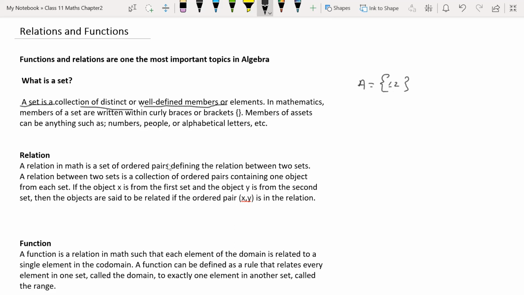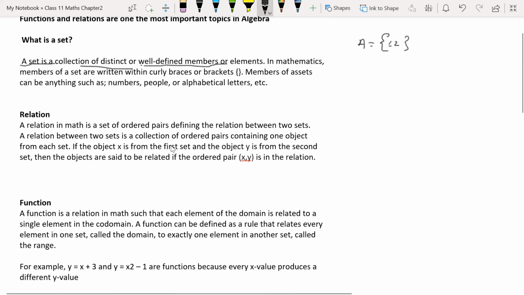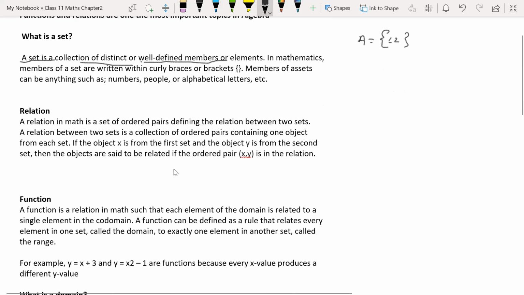Now, what is a relation? In mathematics, a relation is a set of ordered pairs that define the relation between two sets. Like there is a set A and then there is another set B. So what is a relation? A relation between two sets is a collection of ordered pairs containing one object from each set.